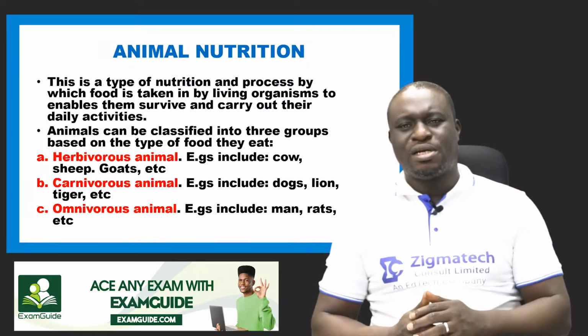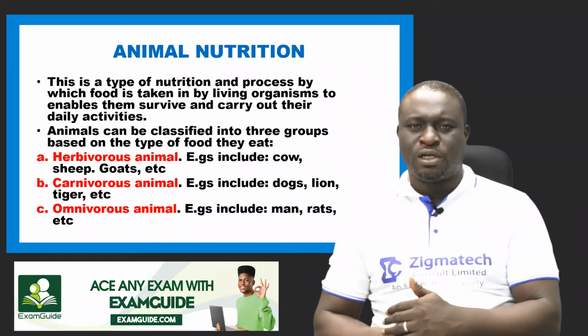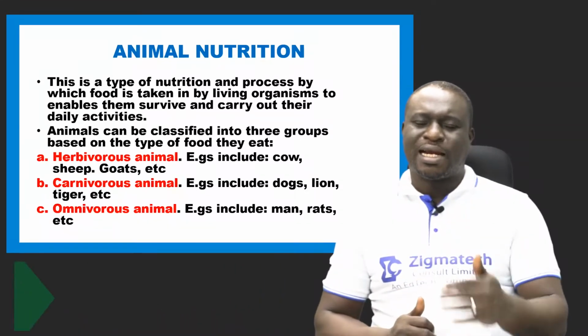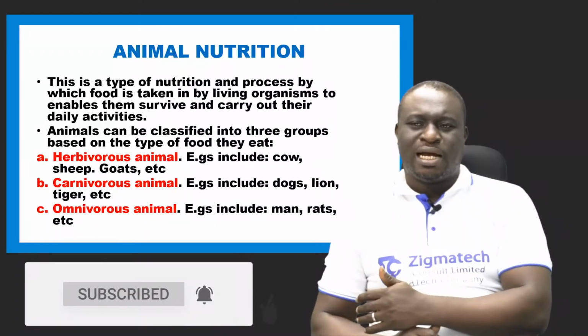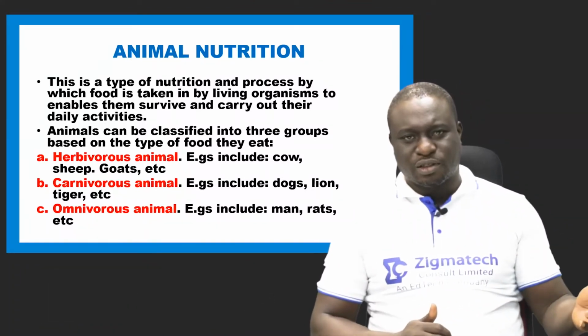And then number three is the omnivorous animals. Omnivorous animals are animals that feed on both plants and animals. An example is humans, which is man.